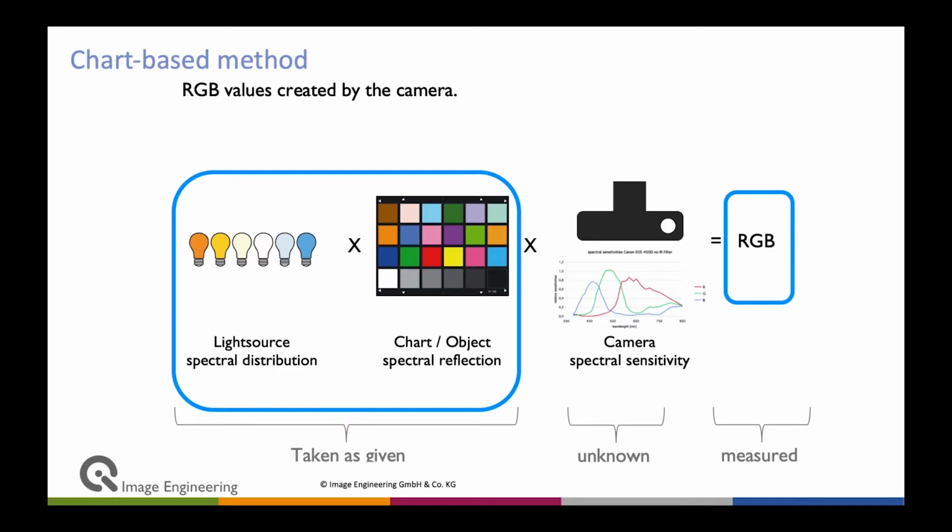What's the problem with the chart-based approach? A lot of people do that, and it's a relatively easy approach. The thing is, you measure the RGB of your camera, and the spectral sensitivity of the camera remains unknown. You have to take the patches of the target and the light source as given. That means the 3x3 matrix that you obtain is optimized for the light source that you used and for the target that you used. And of course, if you use, for example, the color checker, you have 24 patches.